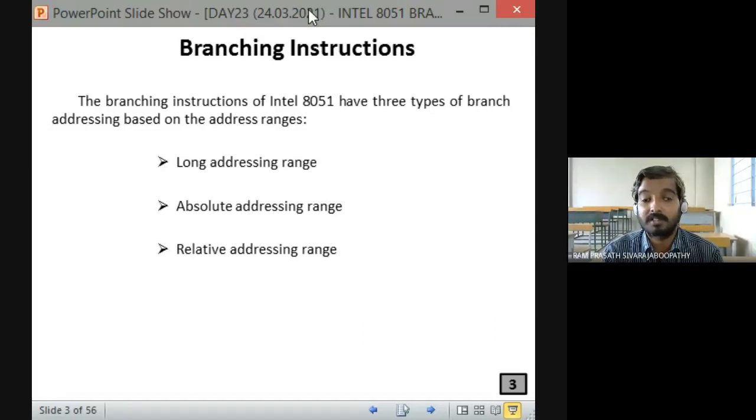What about the size of the address we are going to mention for long addressing? When we say long addressing, what about the size of the address we have to give in the instruction? 16-bit address or 8-bit address? Yes, very good. 16-bit address.